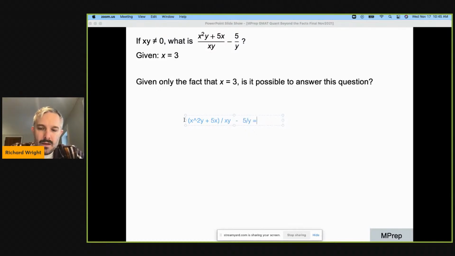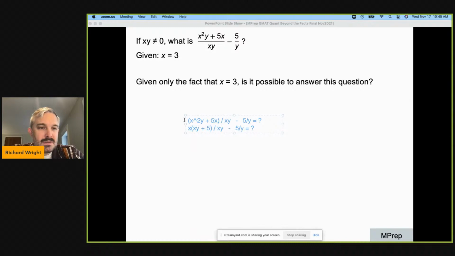Okay. So this is our question. What is x squared plus 5x, quantity divided by xy, minus 5 over y? So what's a step we can take to simplify this? Well, one thing we might notice is up in the top here, there's an x in both terms. So I can pull that out. If I pull an x out of that, this x squared just becomes an x, this 5x becomes a 5, and we have an x on the outside of the parentheses.